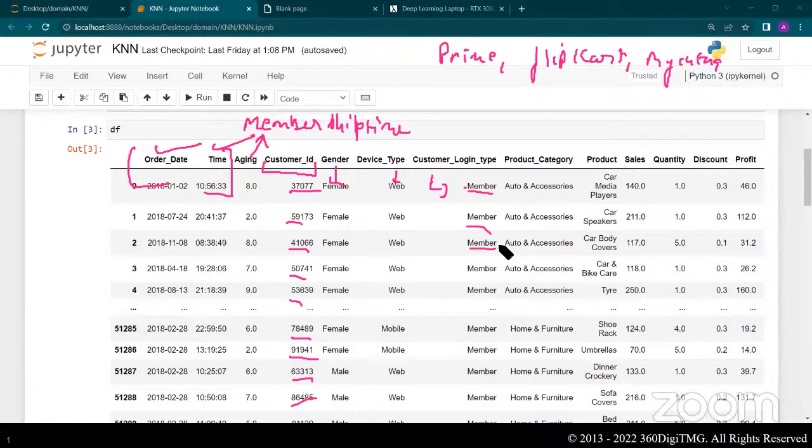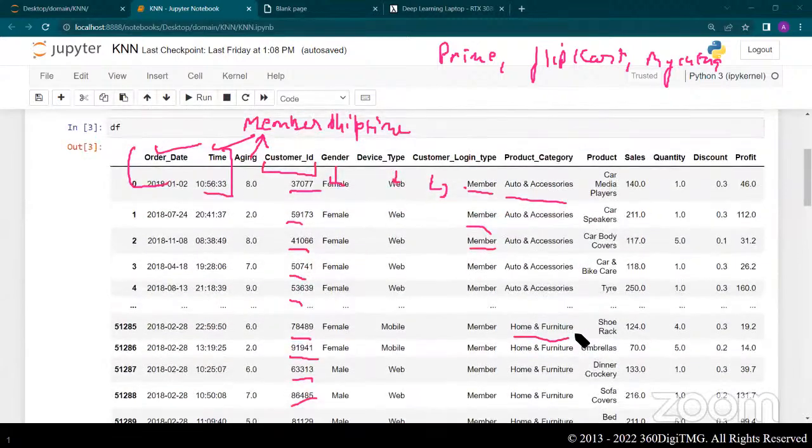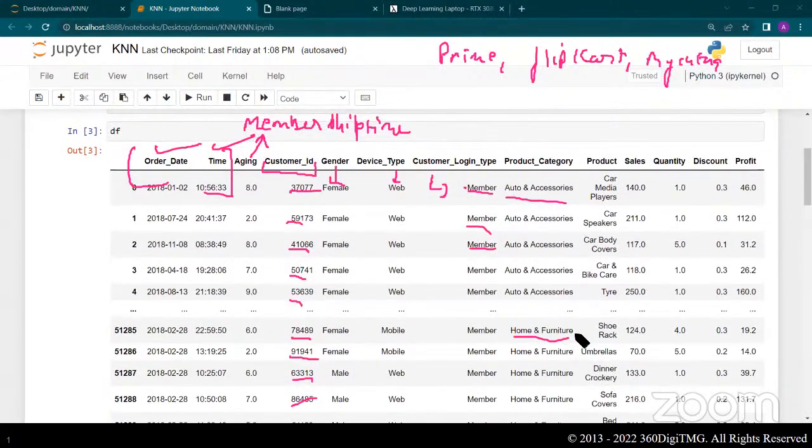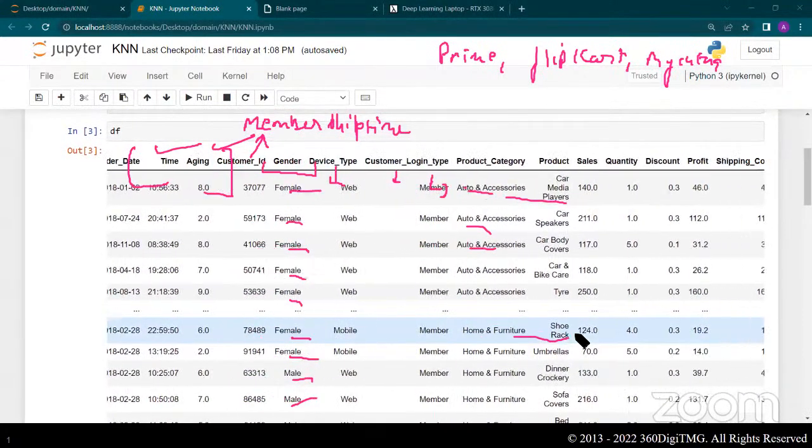But in this scenario, it is also important because you might be eligible for certain benefits that come from being a member. Okay. And then you have the product category. What is the category? You have autos and accessory, home and furniture. So like that, you have multiple categories. Okay.